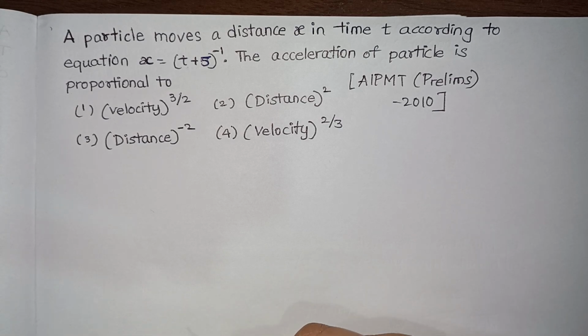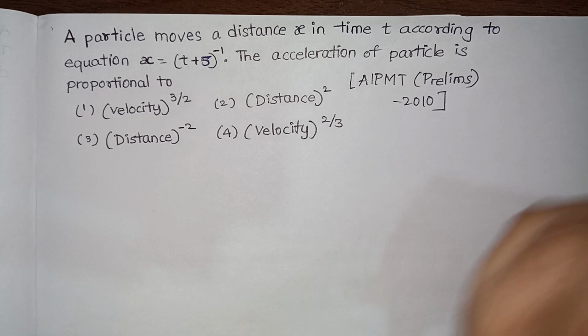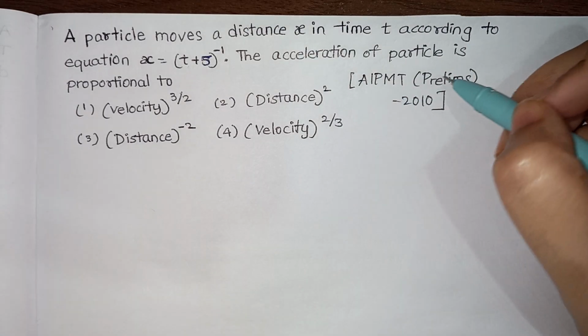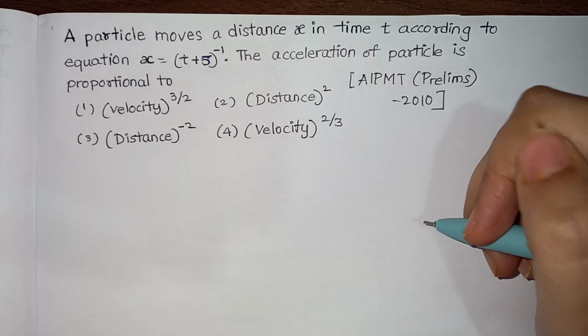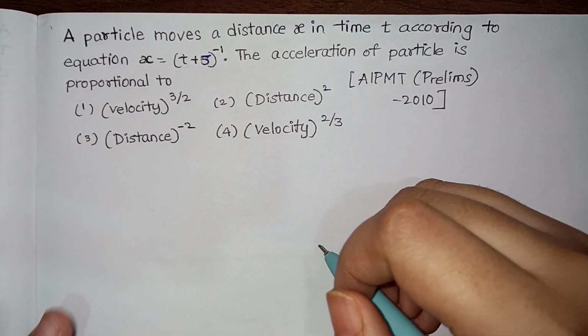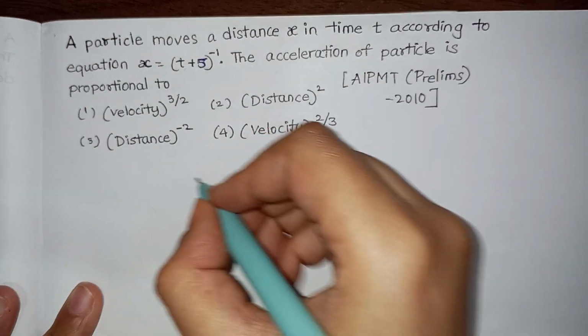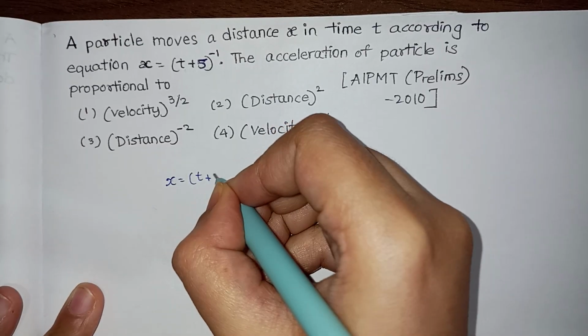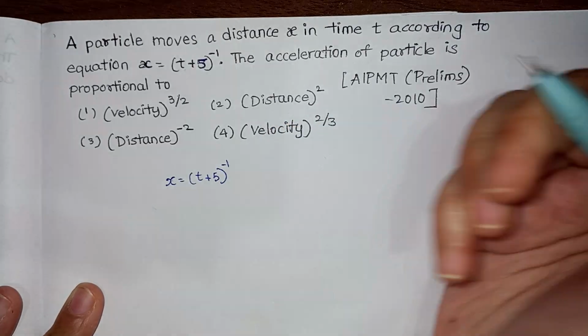A particle moves a distance x in time t according to the equation x equals (t plus 5) whole power minus 1. The acceleration of the particle is proportional to. This is a NEET PYQ physics PMT prelims 2010 question. So let's solve this. In the question it's given that x equals (t plus 5) whole power minus 1.